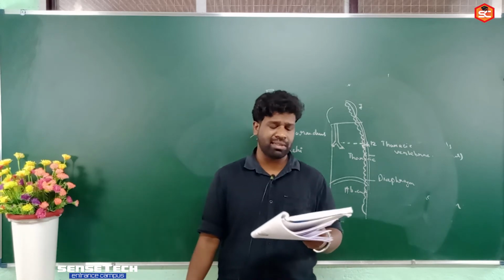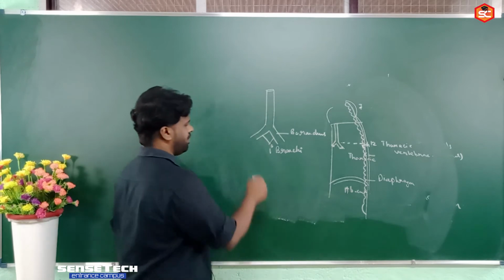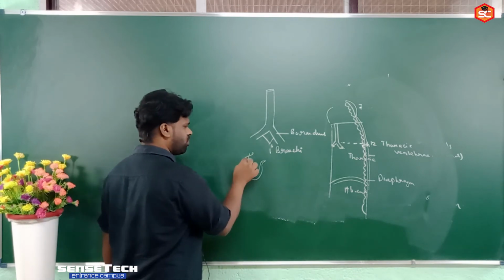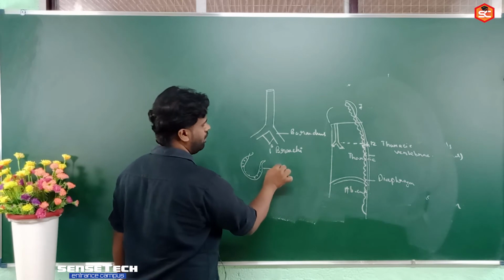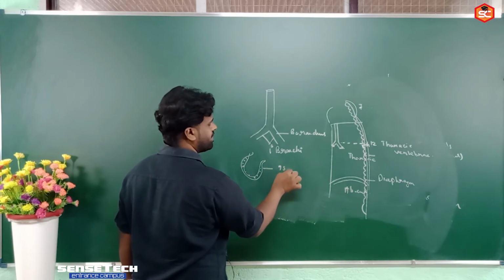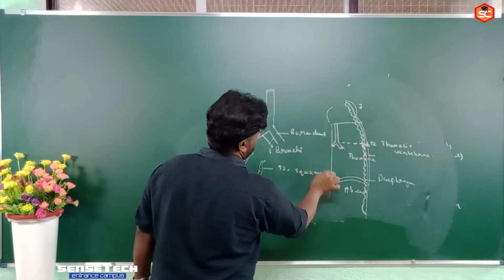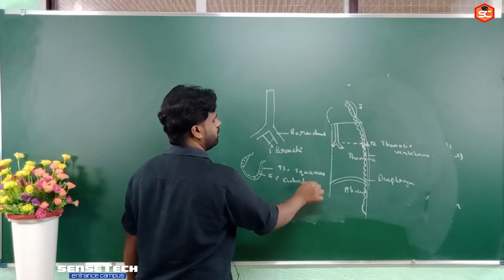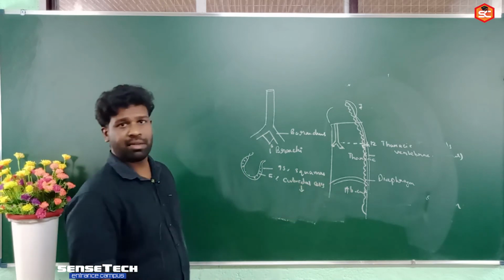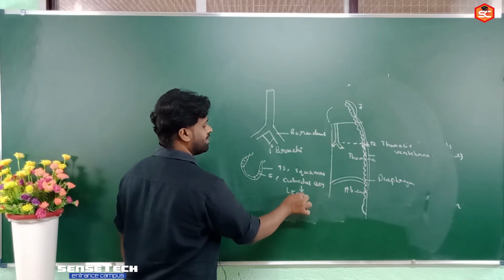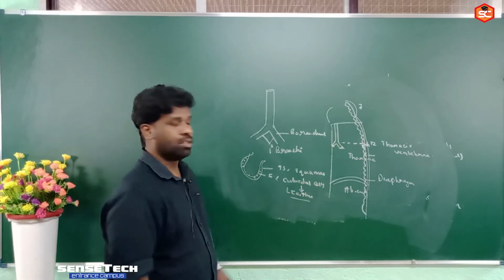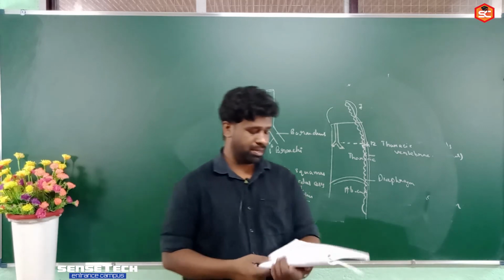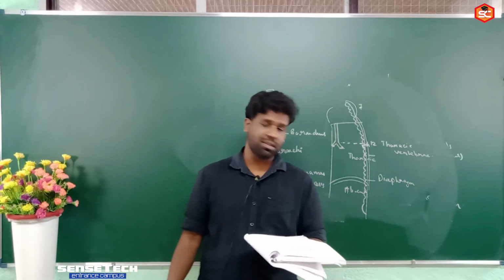Third one: lecithin covers the alveoli as a surfactant. The alveolar wall consists of two types of cells. 95% are squamous epithelial cells and 5% are cuboidal cells. The cuboidal cells secrete a pulmonary surfactant called lecithin, a phospholipid. This lecithin avoids surface tension in alveoli. It's a true statement.